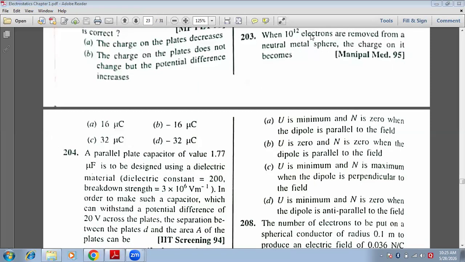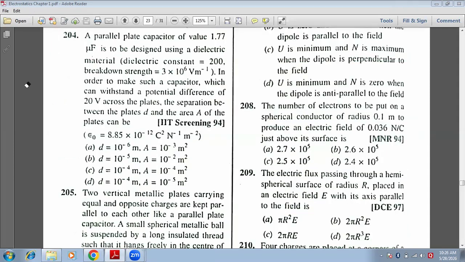When 10 raised to the power 12 electrons are removed from a neutral metal sphere, the charge on it becomes option A 16 microcoulomb, option B minus 16 microcoulomb, option C 32 microcoulomb, option D minus 32 microcoulomb. Correct answer option A 16 microcoulomb.